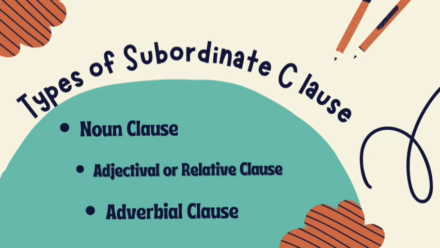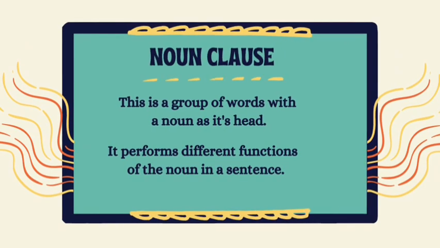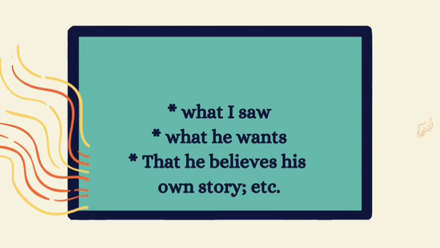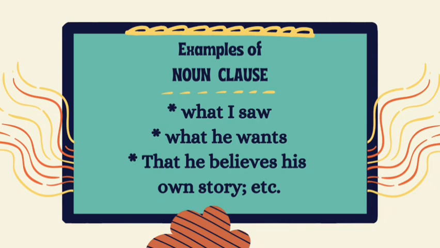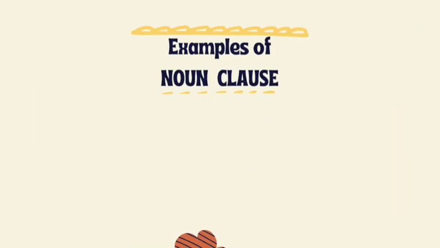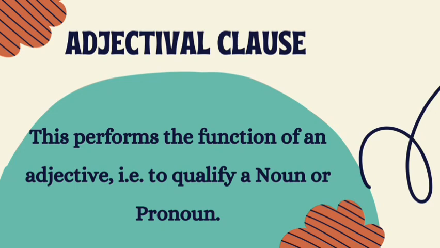We have different types of subordinate clauses. We have the noun clause, the adjectival clause, and the adverbial clause. The adjectival clause is also called a relative clause. Let's take a look at them one after the other. The noun clause performs the function of a noun. It is a group of words that has a noun as its head word. Of course, you know that nouns can perform the function of either a subject, an object, or an object complement. For example, what I saw is an example of a noun clause. Then what he wants is another example of a noun clause.